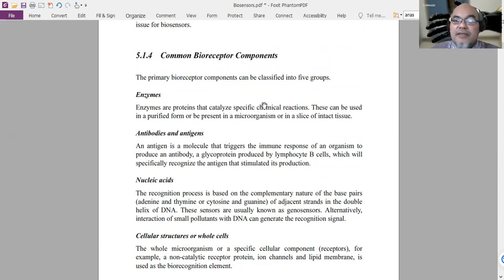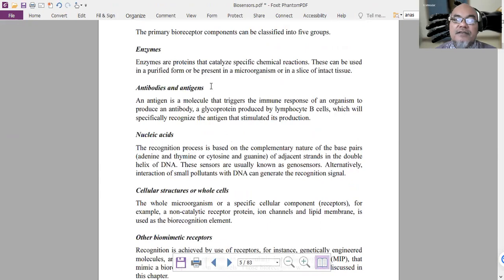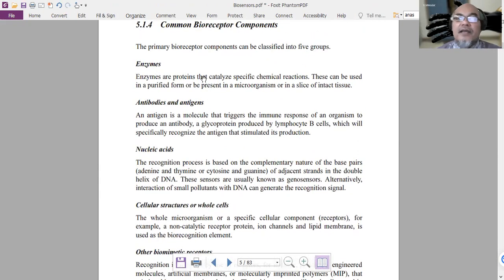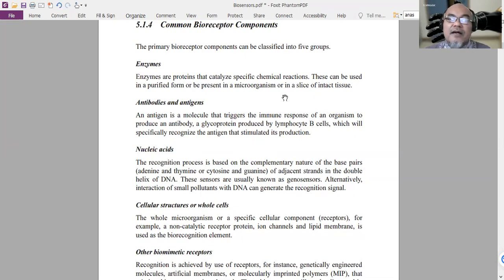So the common bioreceptor components are classified into 5 groups. The first is enzyme. These are biological catalysts basically, proteins that catalyze specific chemical reactions. It can be used in purified form. Of course, then it will be more expensive, like glucose oxidase, lactate oxidase, and many other enzymes, or it can be present in a microorganism or in a slice of intact tissue.